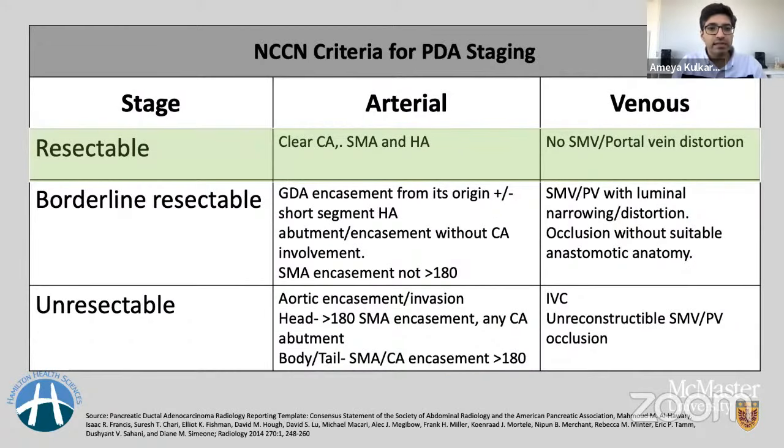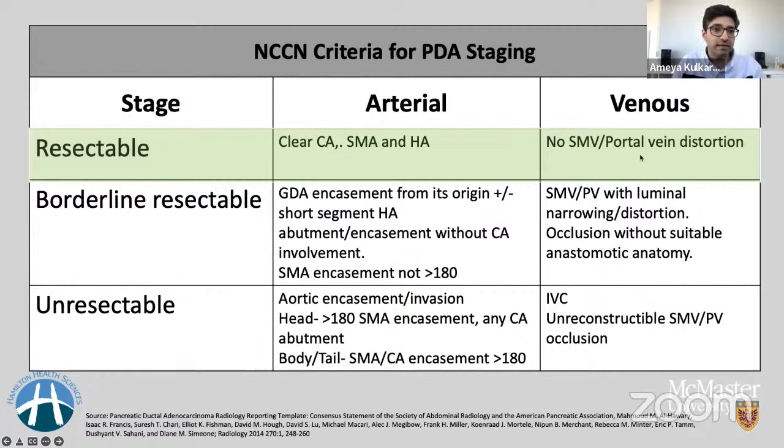So now let's understand what these NCCN criteria for pancreatic ductal adenocarcinoma staging are. We are basically zeroing in on the area of the head of the pancreas. So what is a resectable disease? As we discussed earlier, there is no disease at these vessels which we discussed: celiac axis, common hepatic artery, SMA. Portal vein and SMV distortion is not present.